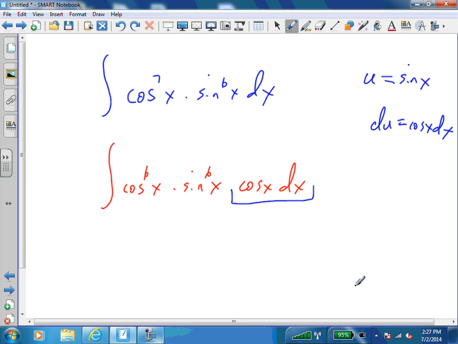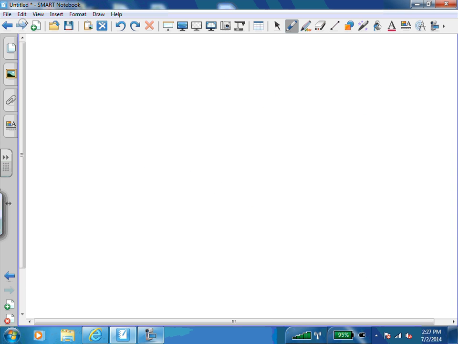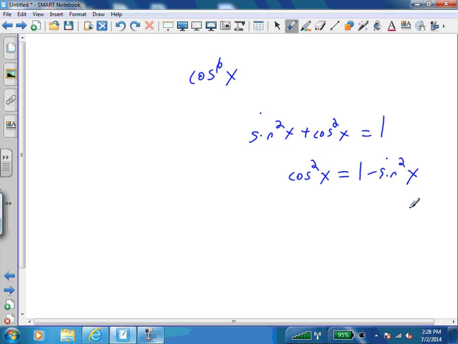Everything else will change to sines. We've got sine to the sixth. Let's take cosine to the sixth and change it to sines. Real quickly, we've got cosine to the sixth. Our Pythagorean identity, if we solve this for cosine squared, is 1 minus sine squared. Well, that's cosine squared. How do we get cosine to the sixth?